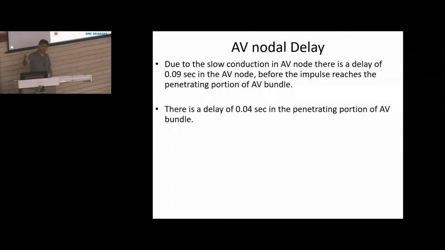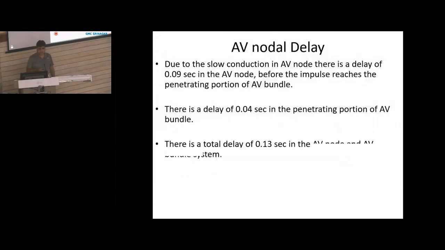So we can say the total delay before the impulse crosses over to the ventricles is 0.13 seconds. Actual AV nodal delay is 0.09 seconds. Is that clear? Okay. So the total delay, as I told you, is 0.13 seconds in the AV node and the piercing part of the AV bundle. These values you must remember. You must remember all these values.